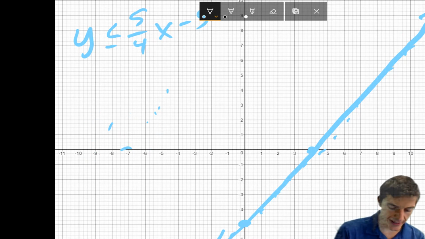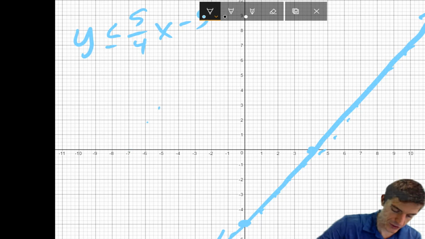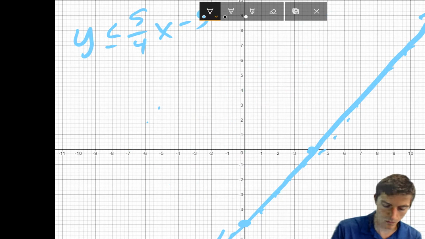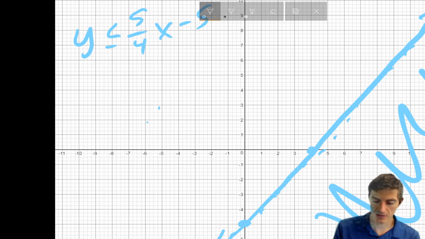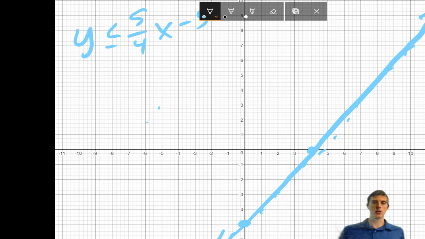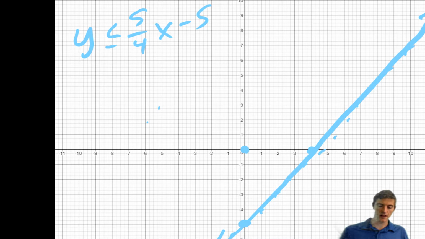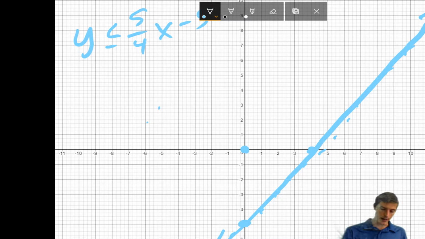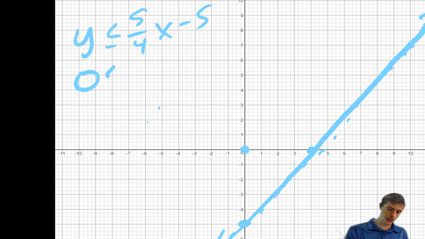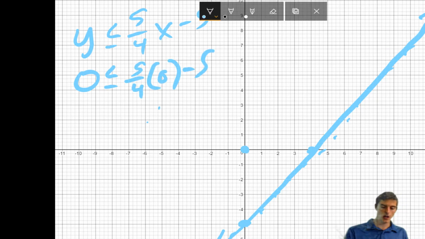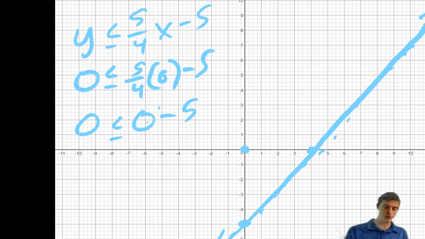The next thing I need to check is which way to shade. My answer is either going to be I'm going to be shading everything on this side, or I'm going to be shading everything on this side. At this point, if you have no clue, just flip a coin and just guess, right? But if you want to actually know how to do it, the easiest point in the world to plug in is 0, 0. Watch what happens when I plug in 0, 0. I got 0 is less than or equal to 5/4 times 0 minus 5. 5/4 times 0 is 0. That's why I chose 0. 0 is just a convenient point to choose. So I got 0 is less than or equal to -5.